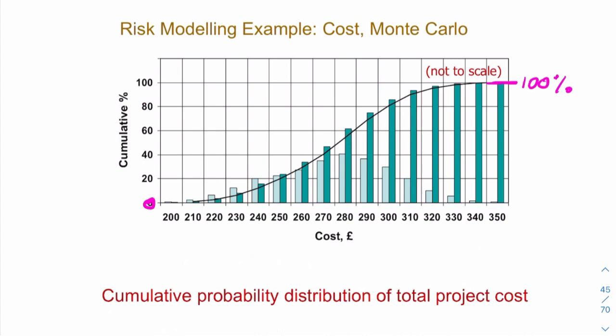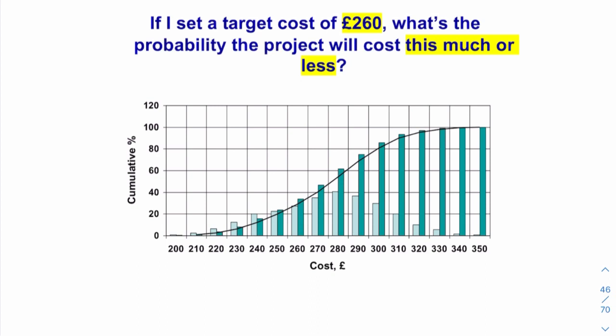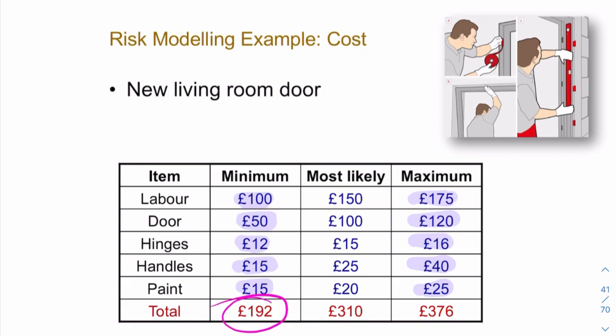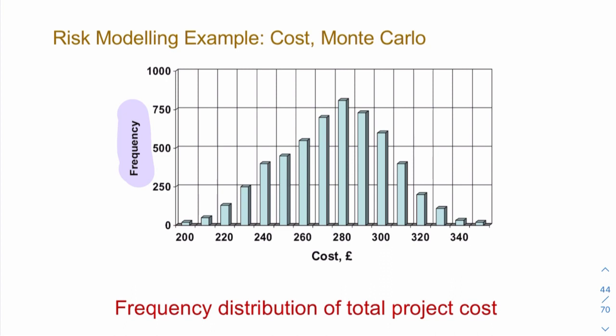I'll show you how. For example, a question might ask, and this is the kind of question that you'd expect in your test. A question might ask, look, I want to be able to achieve this project for £260. What's the probability the project will cost this much or less? So how likely is the project to cost £260 or less? Now, if we were to look at this, it's impossible to tell, because 260 isn't that, it's not that, and it's not that. So it's not helpful. Even looking here, 260 is there. What am I going to do with that information? That's not particularly helpful either.